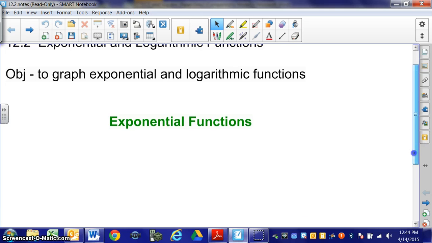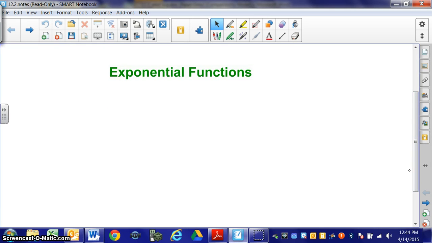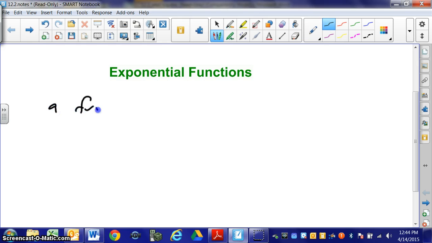Yesterday I showed you in general what an exponential function is, but to be more specific, here is the definition. An exponential function is a function, and we're going to call this function f of x, such that f of x is equal to a to the x. Now please notice that our variable is in the exponent. That's why we call it an exponential function.